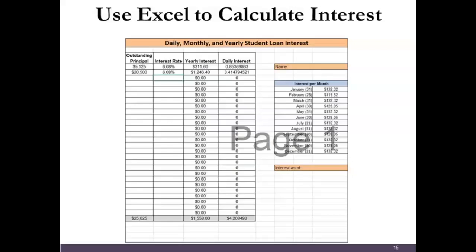So this is really helpful. I use this all the time when I'm trying to figure out how much interest is going to accrue, especially for the graduating students. This really helps, and it has a lot of lines. So even if you have a lot of loans, you can put in all your loans right here and then figure it out.